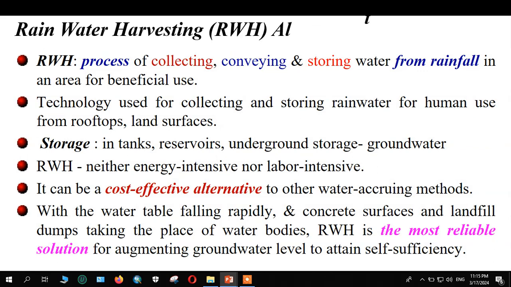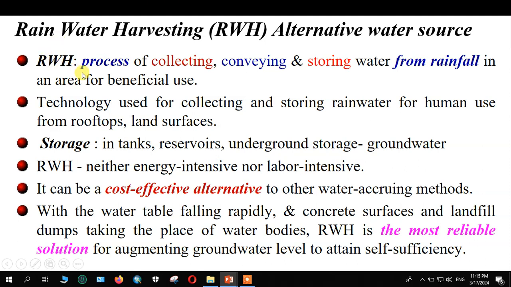Almost 97% of the world's water is in the ocean, which is not usable. Therefore, rainwater harvesting as an alternative water resource is needed to compensate for these shortages. Therefore, what does rainwater harvesting mean?